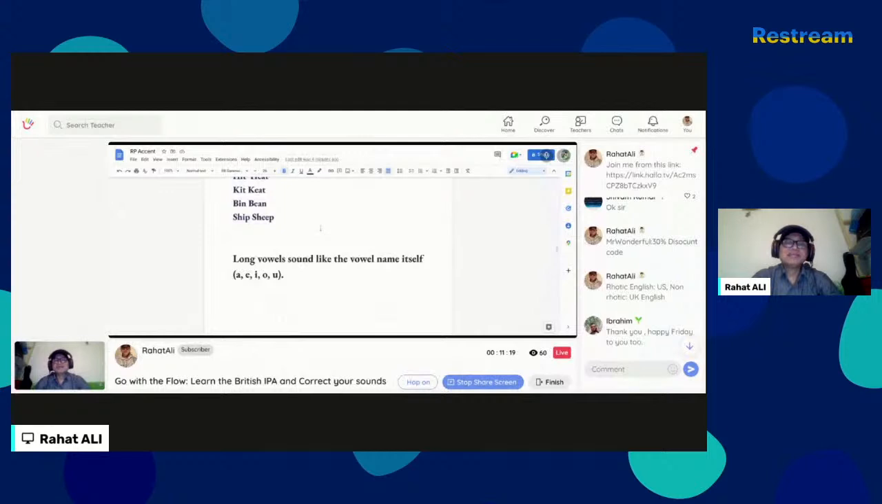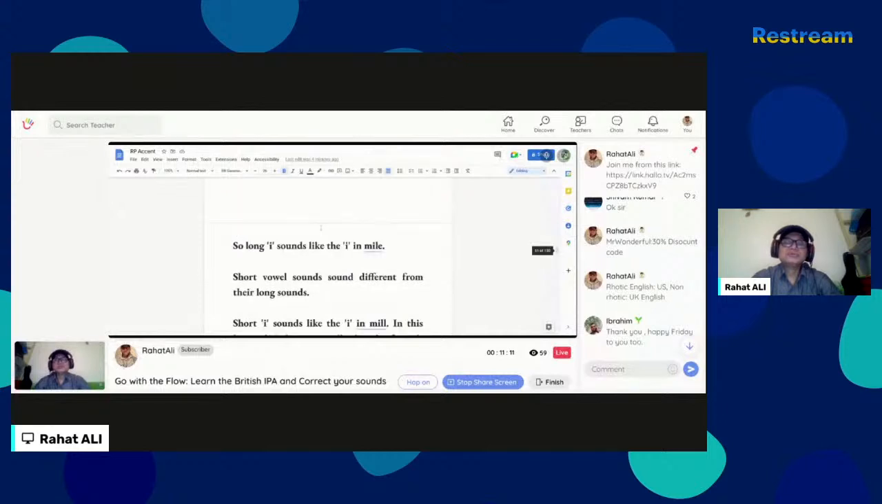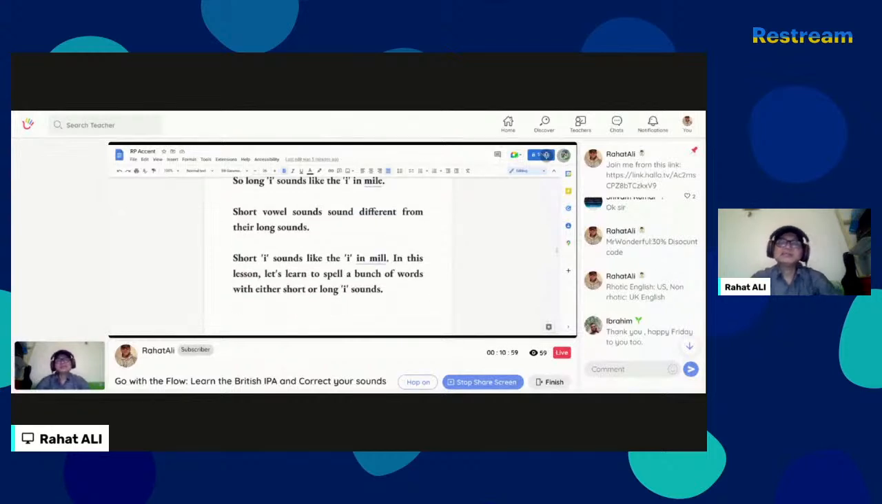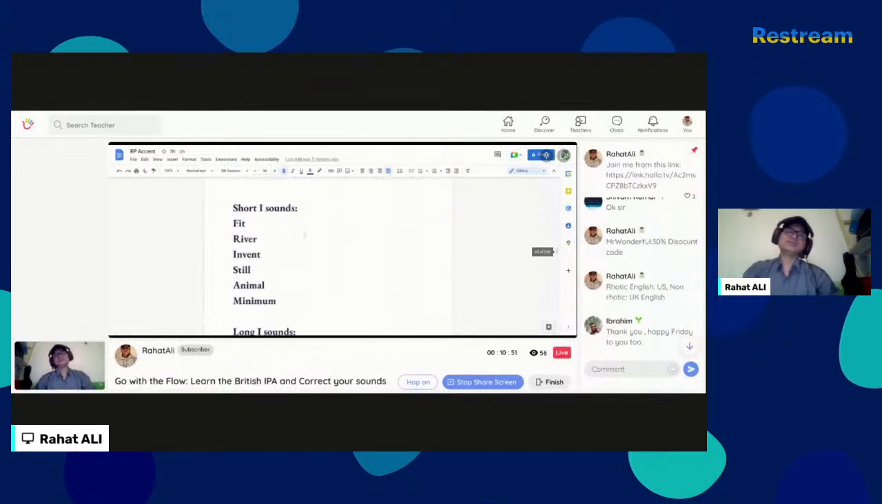Long vowels sound like the vowel name itself. A, E, I, O, U is oo sound. So long I sounds like I in the mile. Short vowel sounds sound different from the long sounds. Short I sounds like the I in mill. In this lesson, let's learn to spell a bunch of words with either short or long I sounds. Short I sounds: fit, river, invent, still, animal, minimum.